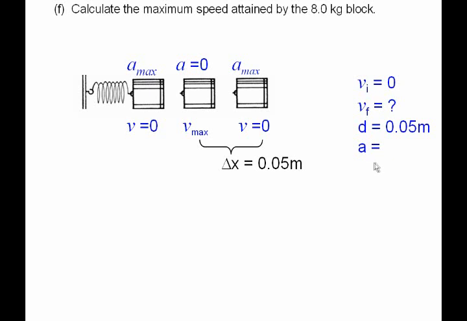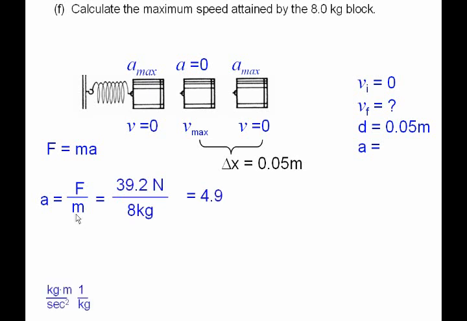Acceleration comes from Newton's second law, F equals ma. All I need to do is divide by the mass. We found the force on the spring already. I know the mass of the object, so I can divide those and get my acceleration comes out to 4.9 meters per second squared.